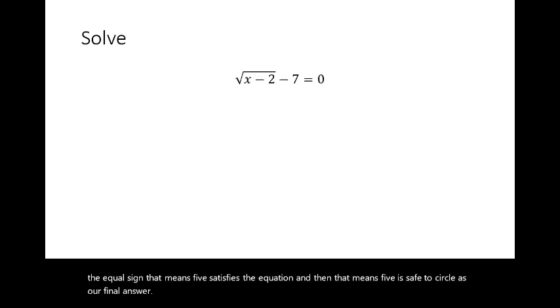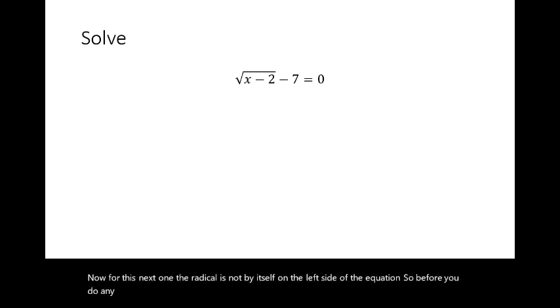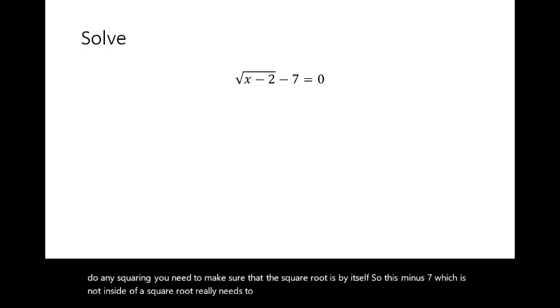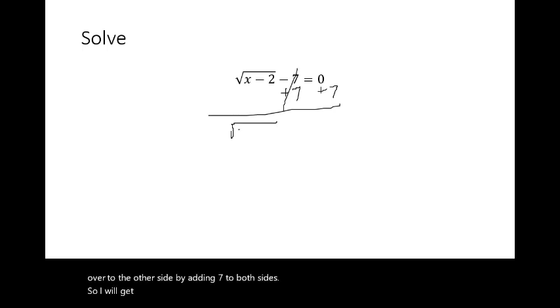Now, for this next one, the radical is not by itself on the left side of the equation. So before you do any squaring, you need to make sure that the square root is by itself. So this minus 7, which is not inside of a square root, really needs to move over to the other side. So I'm going to move this over to the other side by adding 7 to both sides. So I will get the square root of x minus 2 equals 0 plus 7 is 7.